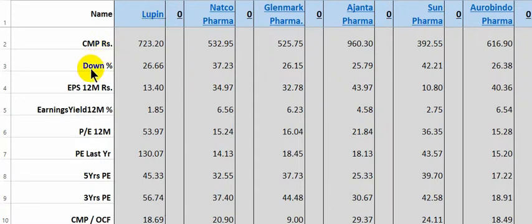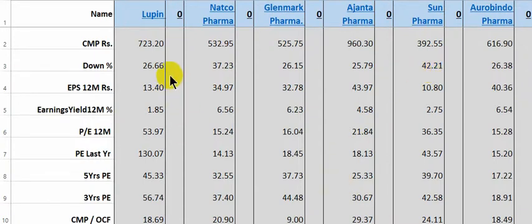Lupin's stock is down by 26% from where it was 52 weeks back, or basically we can also say where it was 325 days back, or a year back. So from a 1 year it has fallen 26%. Natco Pharma's stock has fallen 37% from 1 year back. Glenmark's is 26%, and so on. The highest fall was seen in Sun Pharma at 42% from its 52 weeks high.